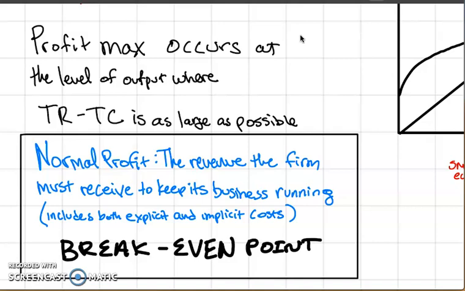Notice we have one additional definition here before we get to our curves, and that's normal profit. When we talk about normal profit, we essentially are saying that our total revenue is equal to our total cost, that the firm is breaking even. It doesn't have anything additional left over after it's covered its costs.